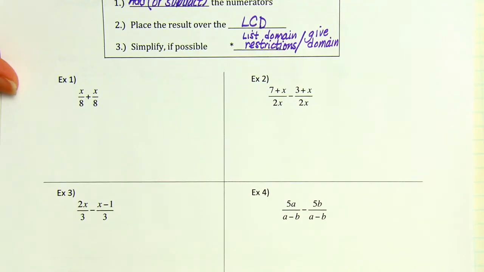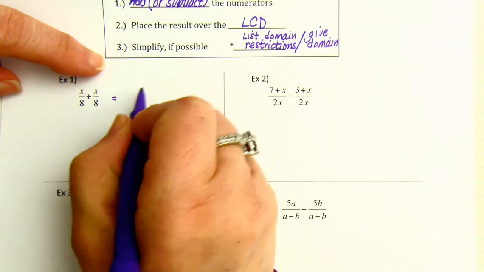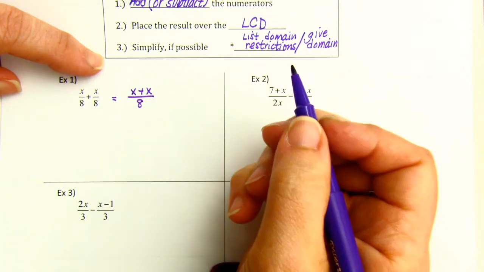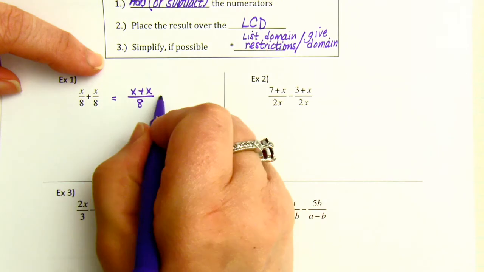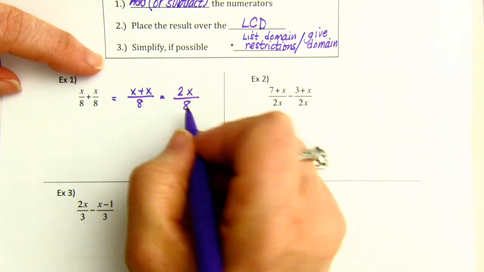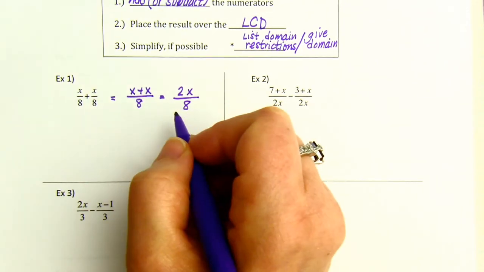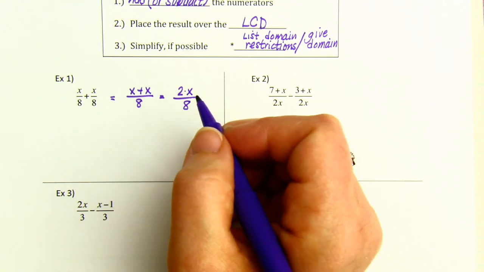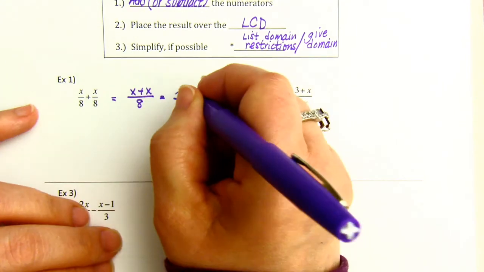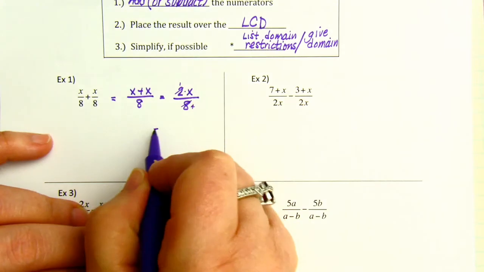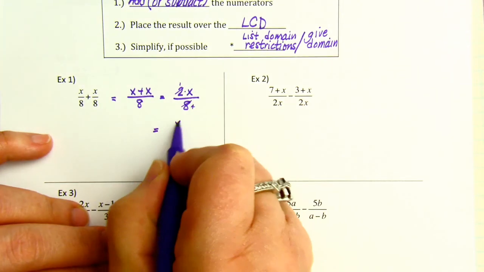We have x over 8 plus x over 8. Notice the denominators are the same already. Folks, this becomes x plus x over 8. And 1x plus another 1x is 2x over 8. Notice the 2 and the 8 have a common factor. I can simplify this because this is multiplication in between the 2 and the x. So 2 divides 2 one time, 2 divides 8 4 times. So my simplified answer here is x over 4.